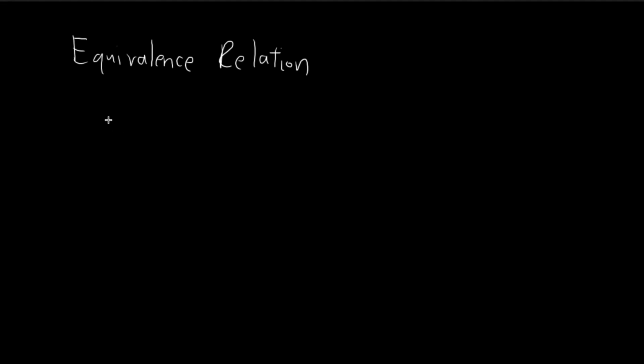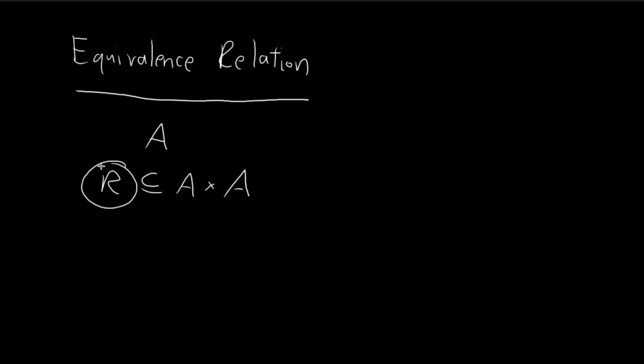In this video, we'll go through the idea of an equivalence relation. So suppose we have a set A, and then we construct a relation which is a subset of the Cartesian product of A with itself, and the relation R is an equivalence relation if R is simultaneously reflexive, symmetric, and transitive. And it's really that simple. An equivalence relation is simply a relation that is reflexive, symmetric, and transitive.